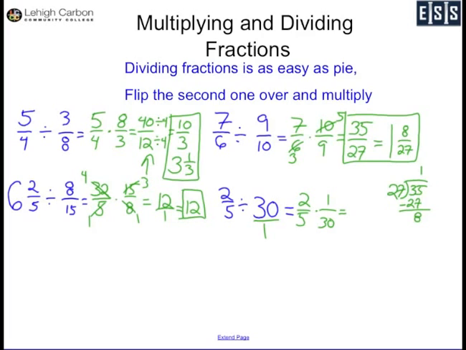2 times 1 is 2. 5 times 30 is 150. I can divide both by 2 and get 1 over 150 divided by 2, which is 75.